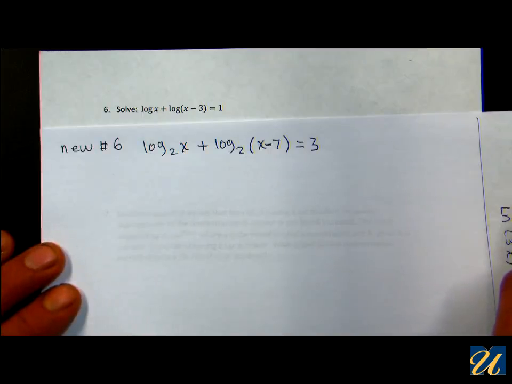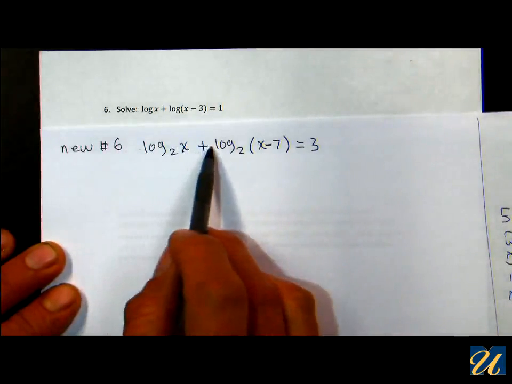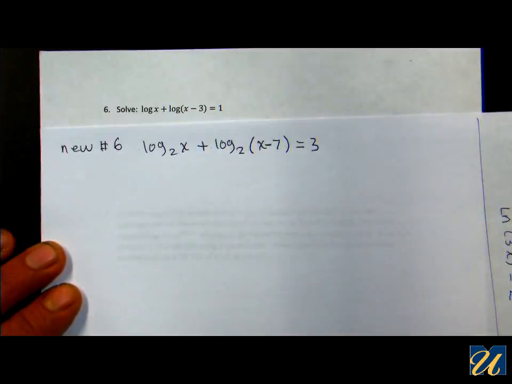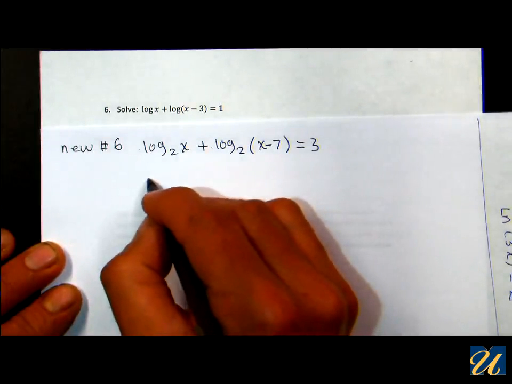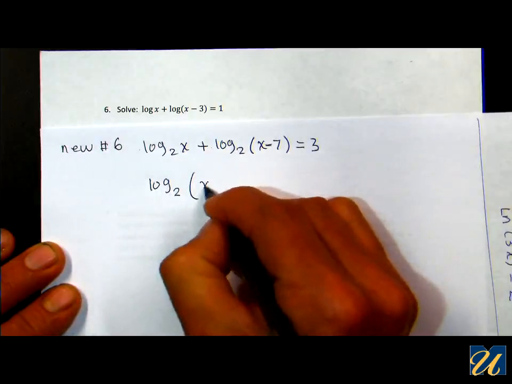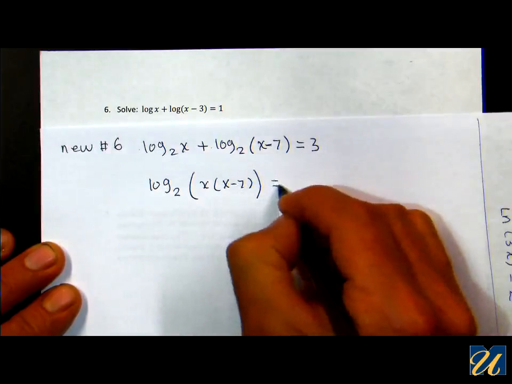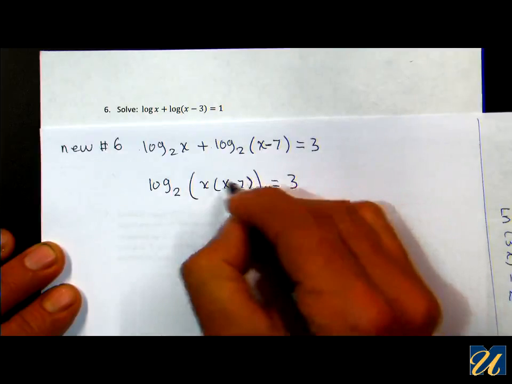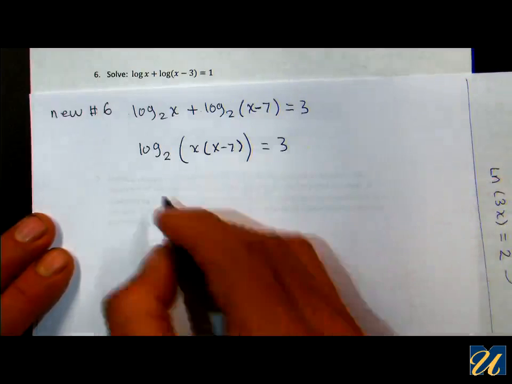Well, now you have 2 logarithms there, so we have to compress this to 1. Make sure you have a 1 in front of each logarithm, which we do. So use the product rule and condense. So this is the logarithm base 2 of x times x minus 7 equals 3. Okay, now we have a single logarithm, so you can now convert to exponential form.